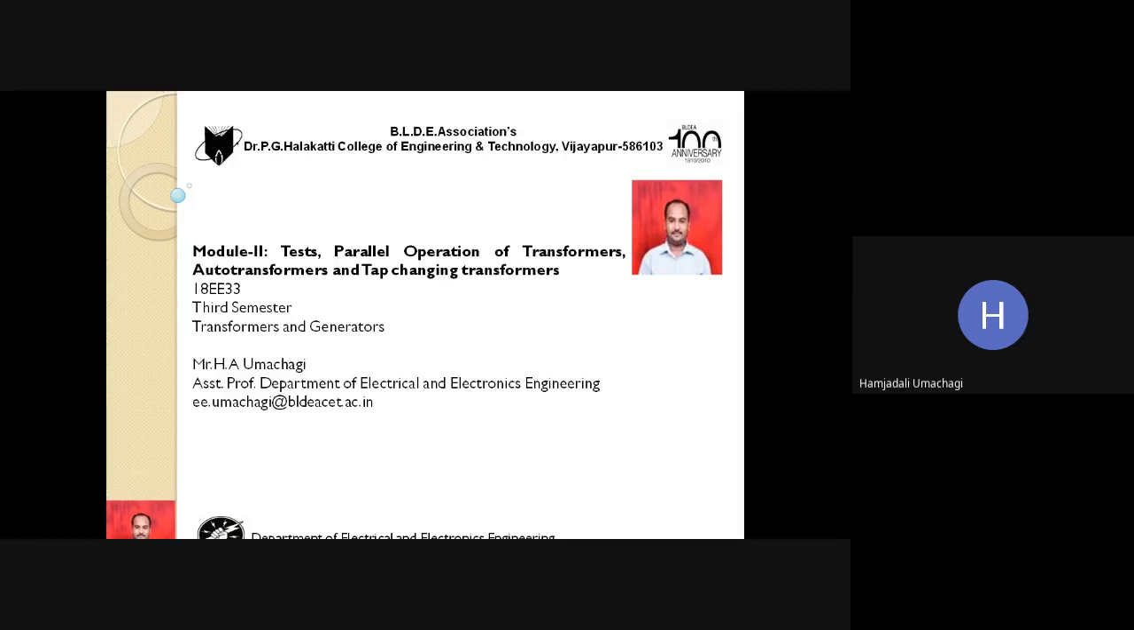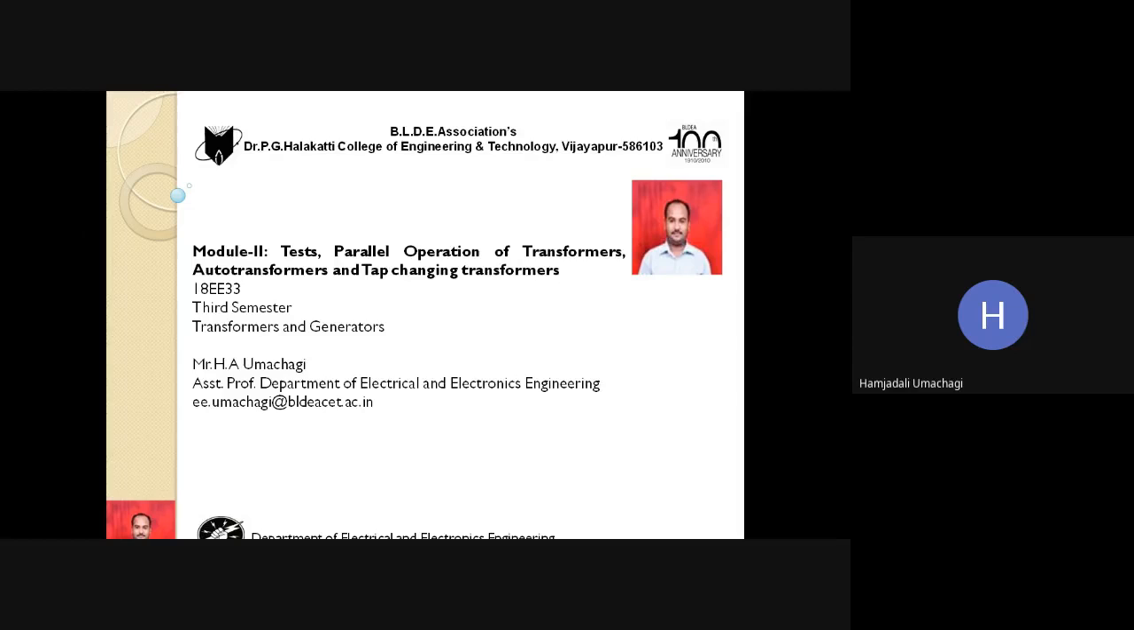Here first we will see the different testing methods like polarity test and Sumpner test. Then comes parallel operation of transformers. So how to connect the transformers in parallel when they have equal kVA rating or unequal kVA rating. That is the concept we are going to study in parallel operation of transformers.